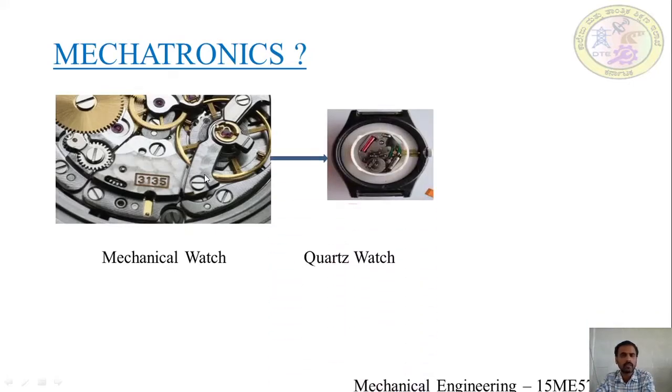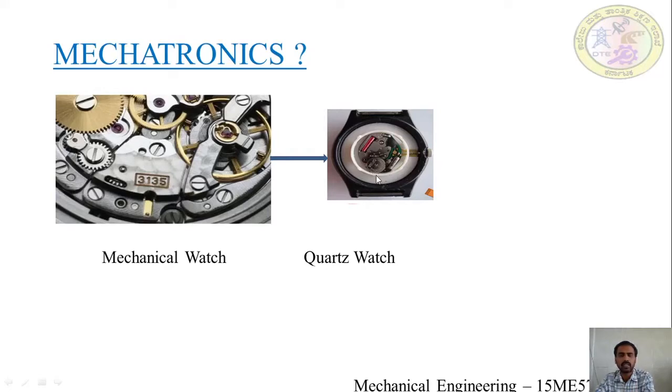Here you can see the quartz watch, which has electromechanical systems and is battery operated. You can see the compactness of the watch, and the accuracy of this watch has increased compared to the mechanical watch. The cost of this watch has also been reduced.